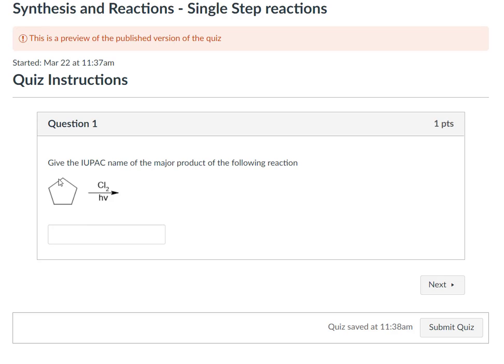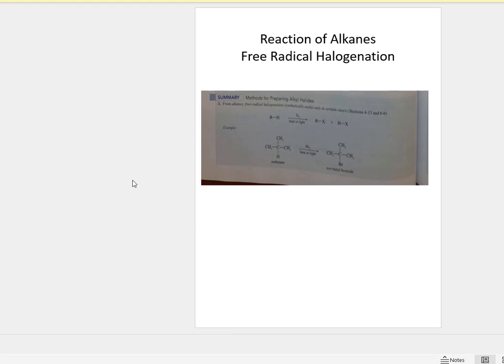So the first thing we do is we start out with this. This is an organic compound. We're trying to figure out what the functional group is. There's really no functional group on this, so this is just an alkane. So we're looking for reactions of alkanes. And really this is the very first page on the PowerPoint slide that we've got. So if we go to the PowerPoint slide, we'll take a look here. Reactions of alkanes, free radical halogenation.